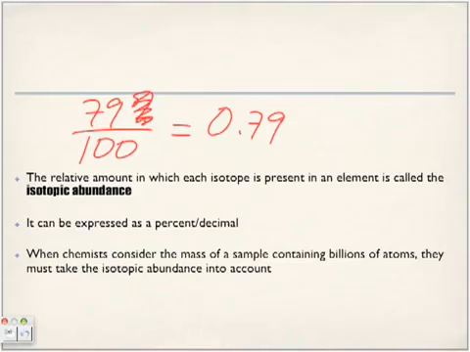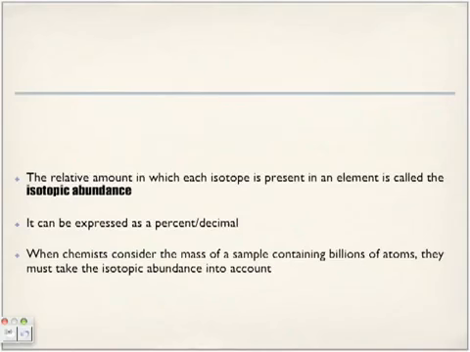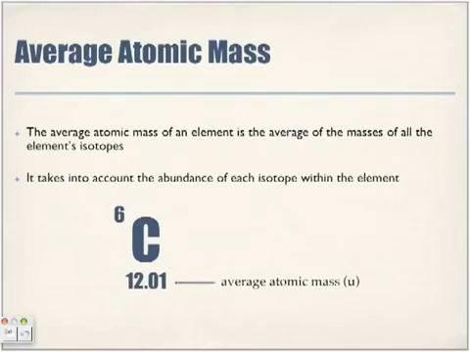So, when chemists consider the mass of a sample containing billions of atoms, they must take the isotopic abundance into account. Okay, so average atomic mass. The average atomic mass of an element is the average of the masses of all the element's isotopes. So as we said, the magnesium that we found in the supplement or in salt water is within that same proportion. Okay? So that number that we get here, for this example of carbon we have 12.01 for the atomic mass, but this is an average atomic mass.